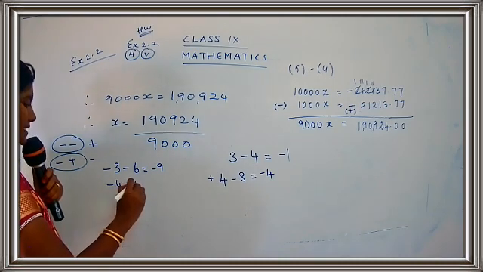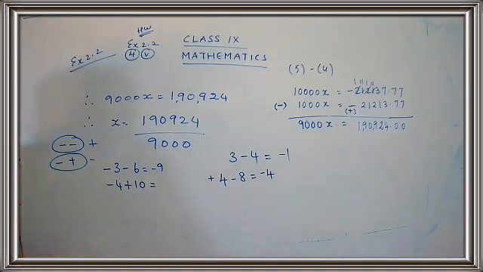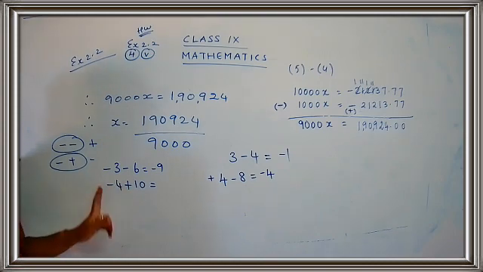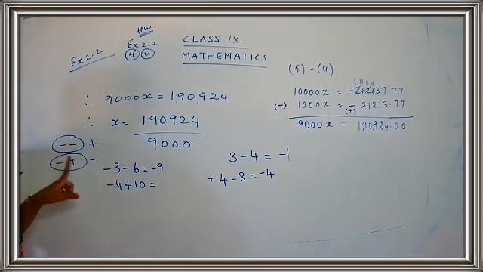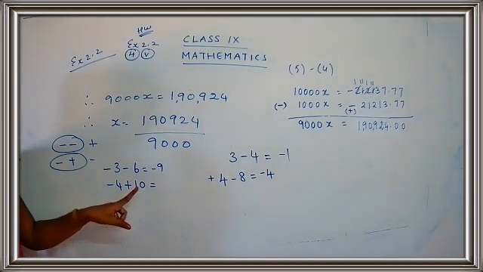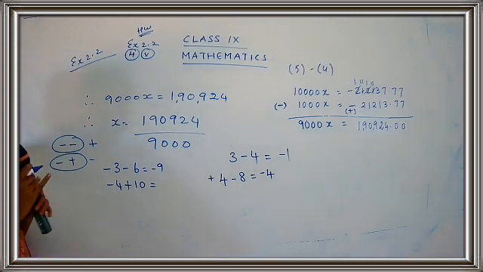Minus 4 plus 10. What are we going to do? What is minus 4 plus 10, children? What are the two signs here? Minus plus. We have two different signs, minus and plus. If you have two different signs, what do you have to do? Minus. Okay. So what is the difference? 10 minus 4? 6. Okay, done.